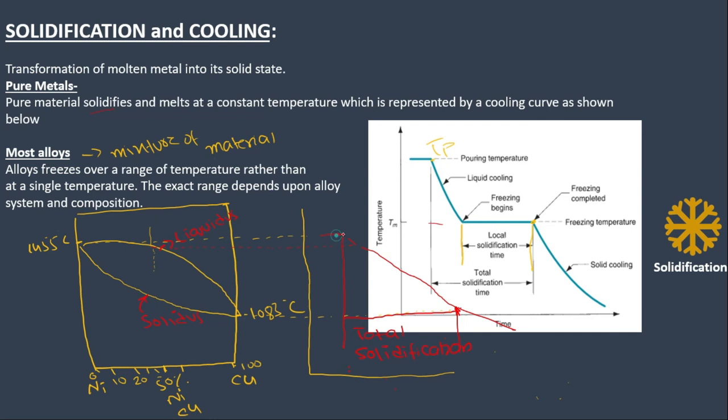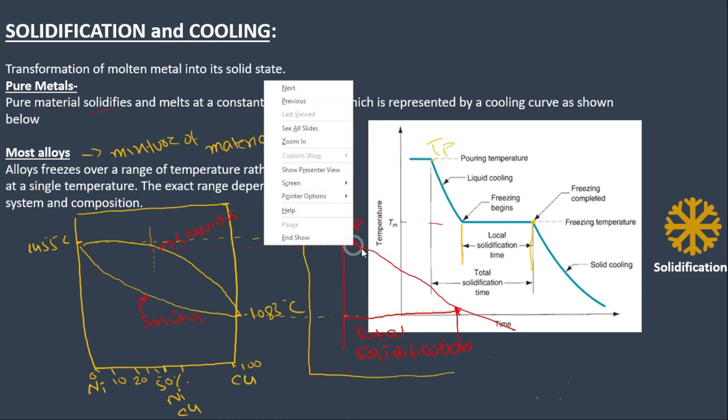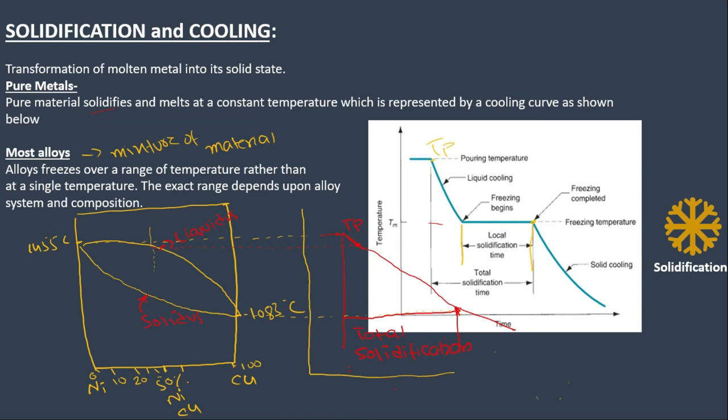This one is the pouring temperature. There is a reduction in temperature. This one is the beginning of freezing, and then we have so on and so forth. For clarity, you can check out figure 10.6 in your course book, and you will have some clarity.